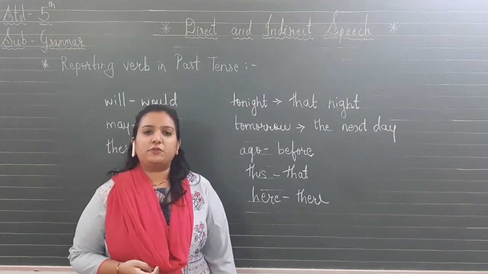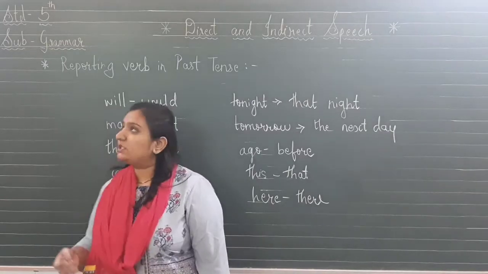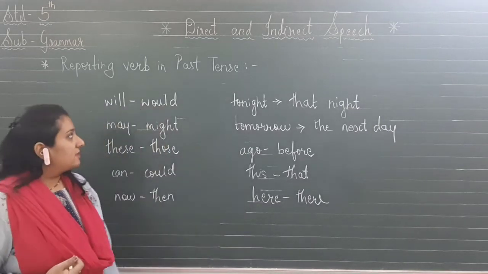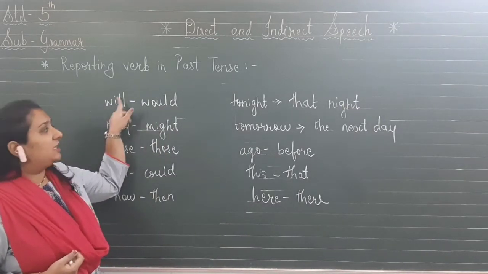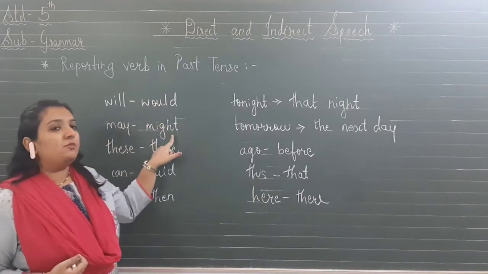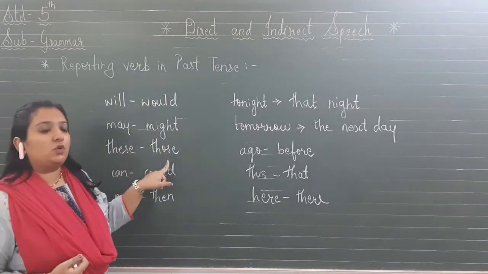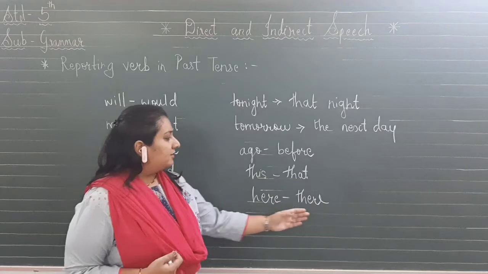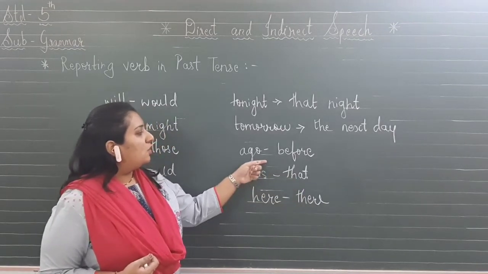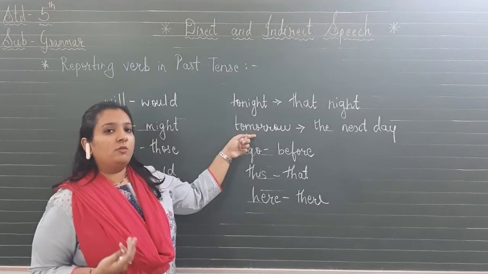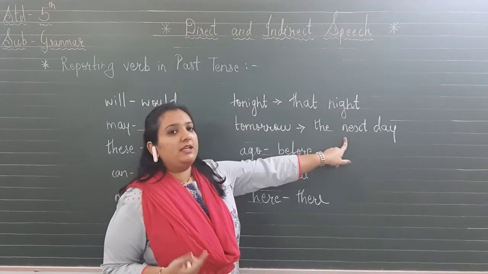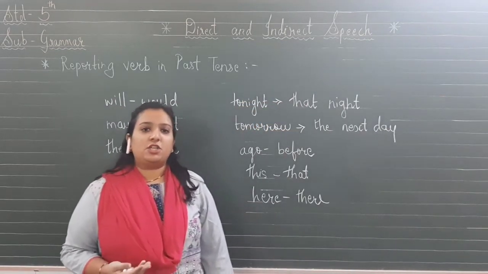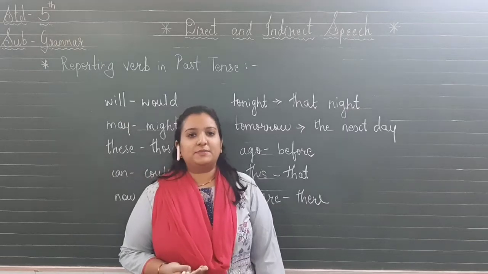Also students, while changing from direct to indirect speech, if the reporting verb is in past tense, there are some other changes we can make in the sentence. If the sentence is carrying will, we can change to would. May, we can change to might. If it is these, we have to change to those. Same goes with can, could, now, then, here, then, this, that, ago, before. If the sentence has the word tomorrow, we can change to next day in indirect speech. If it is tonight, we can say that night. So there are some other changes which we will learn further.